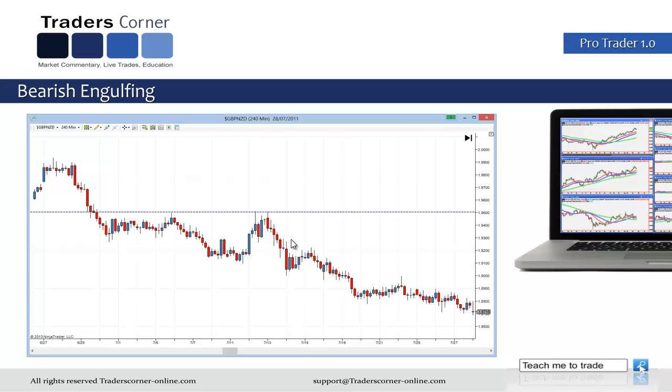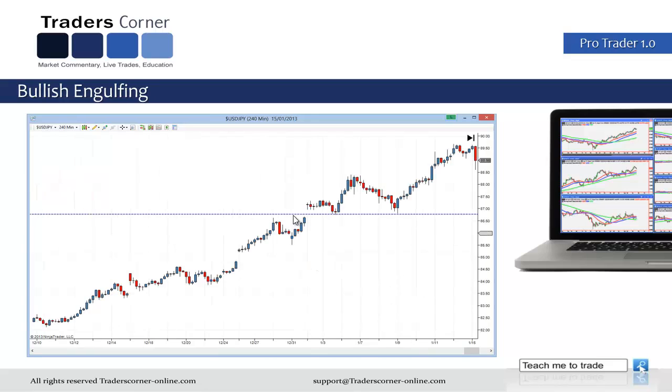All you have to do is learn how to identify the levels, learn how to identify price action, and then be patient enough and disciplined enough to trade these at the right places. And as long as you do that, you'll be putting yourself in a good position to make money from trading the FX markets. Finally, let's take a look at the bullish engulfing pattern.